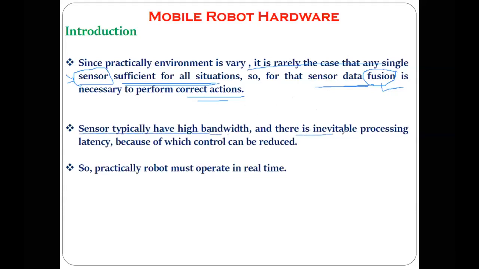Okay. So as we know, the different kinds of sensors have high bandwidth. And even if we see any powerful sensors, there is always an inevitable processing latency. So what do we mean by processing latency?